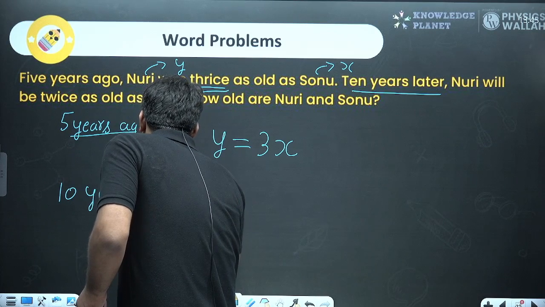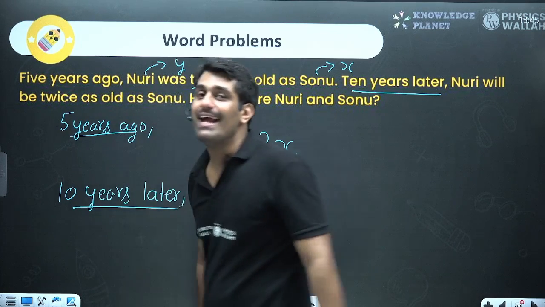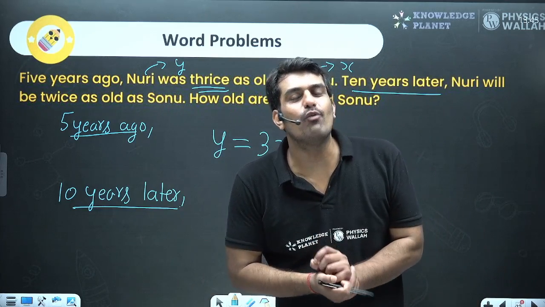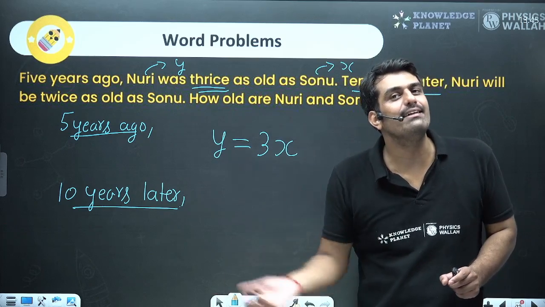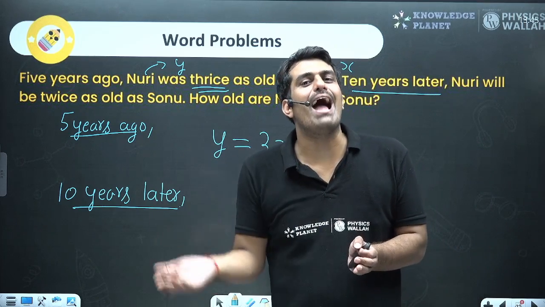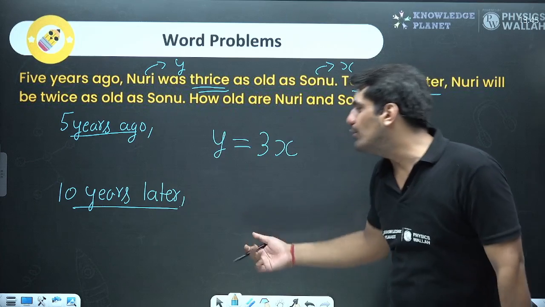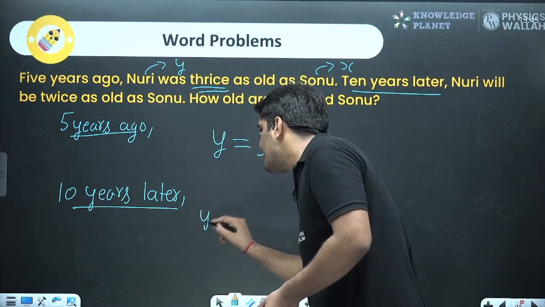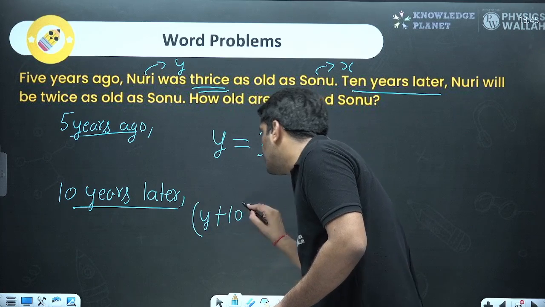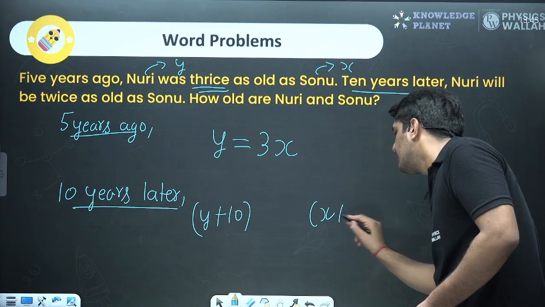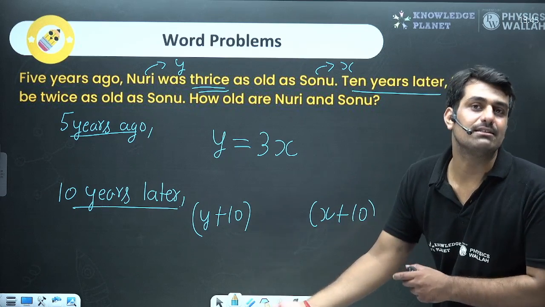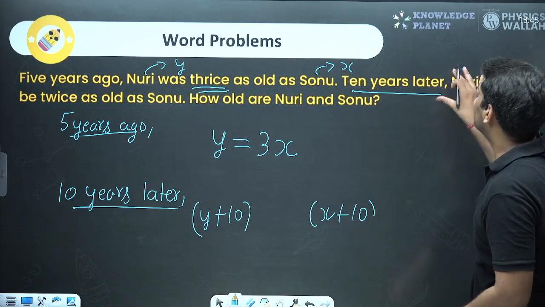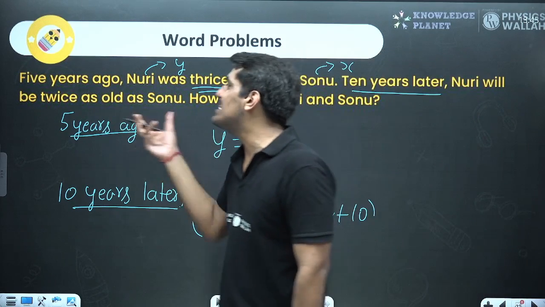If I am today 10 years old, what will be my age after 10 years? 10 plus 10, 20, sir. If you are today 18 years old, what will be your age 10 years down the line? 28 years. So whatever my age, I would have to add 10. So 10 years later, I need to add 10 to y. That means y plus 10. And the same I will be doing for x plus 10. This is the age after 10 years. Now we have to see what is the relation after 10 years. So 10 years later, Nuri will be twice as old as Sonu.